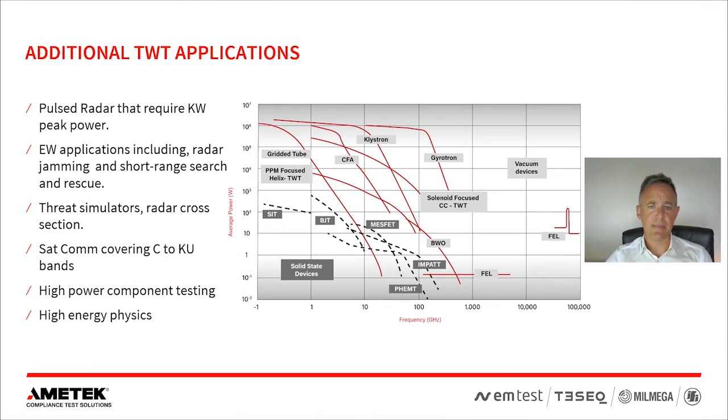Additional TWT applications. Aerospace and defense applications such as communications, electronic warfare, EW, and radar is where TWTs are still unparalleled in performance. CW-TWT covering the L to Ku bands and Pulsed TWT covering the S to Ka bands are used for surveillance, radar jamming, targeting systems and short-range search and rescue applications. Threat simulators and SATCOM frequencies also fall into this domain, along with high-power component testing and high-power, high-energy physics tests.